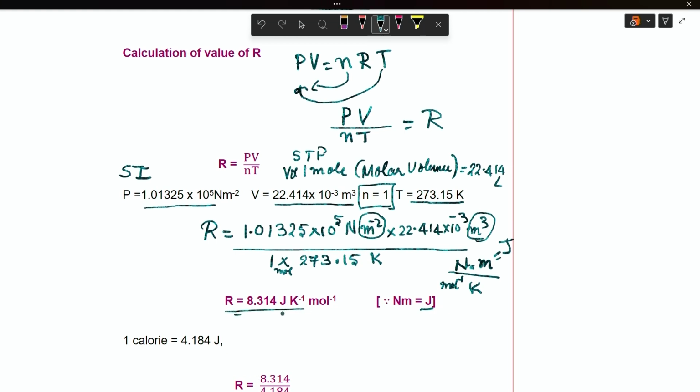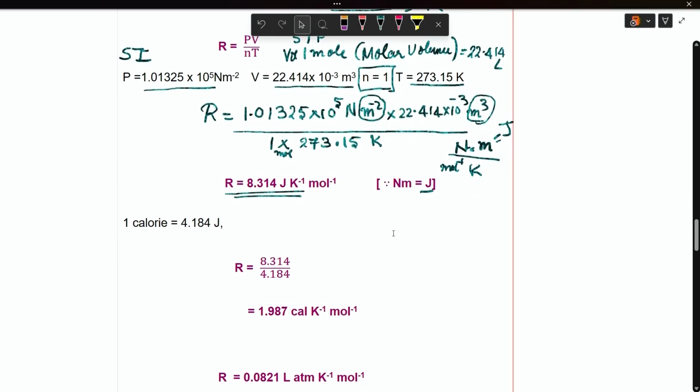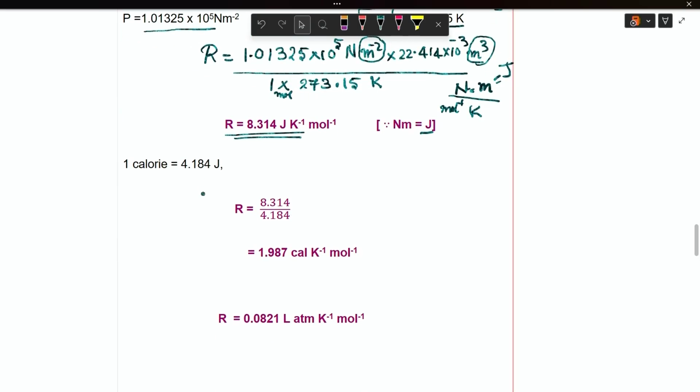This is the value of R in SI units, and remember these values are required, you will have to learn them by heart. It is 8.314 joules per Kelvin per mole, or you can find it in the Clark's table if it is allowed in the exam. Next, we have to find out the value in calories.